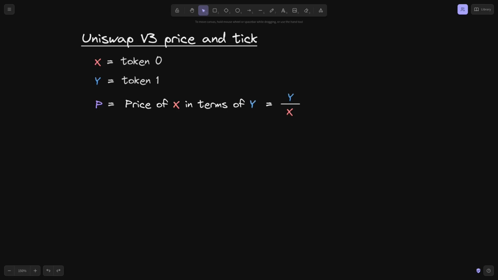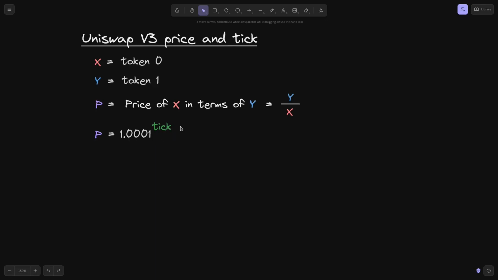This is the equation for the price in Uniswap V2, but this is also a useful equation to remember for Uniswap V3. However, in Uniswap V3, the way the price is calculated is by this equation. P is equal to 1.0001 raised to some tick.